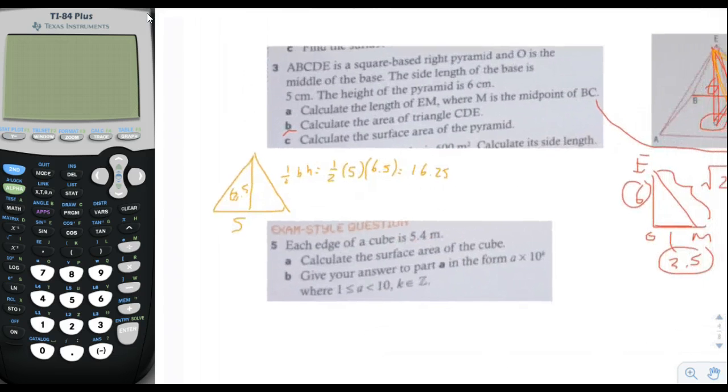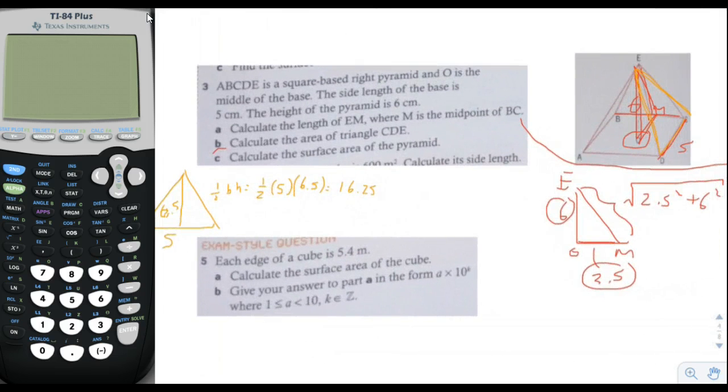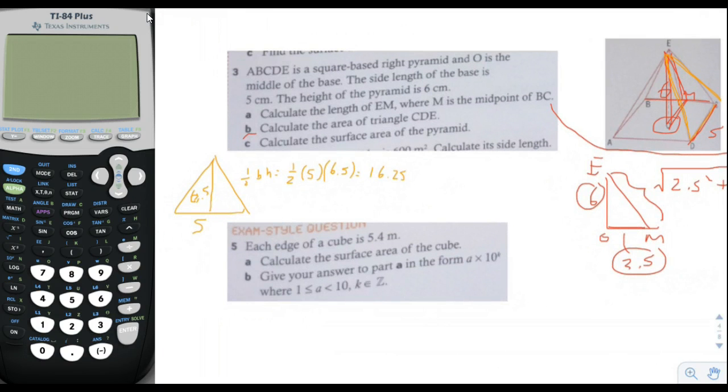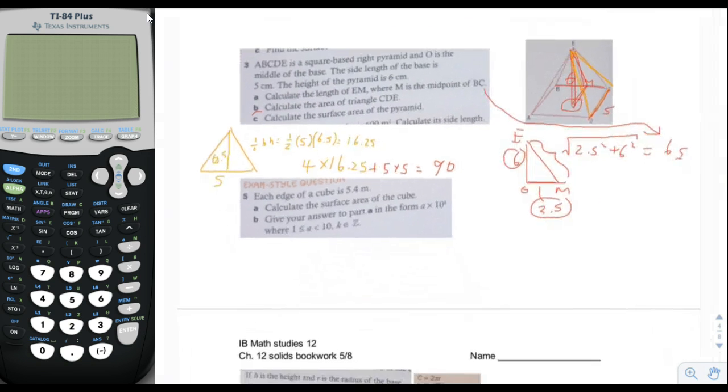What about C? Calculate the surface area of the pyramid. Well, all we need to do is to take this orange side, multiply it times 4, right? And then add the bottom surface area. And the bottom is easy because it's just 5 times 5, right? The width and height is 5. So 4 times 16.25 is 65. And then I'm going to add the base, which is 25, and I got 90. Okay? And that was C.